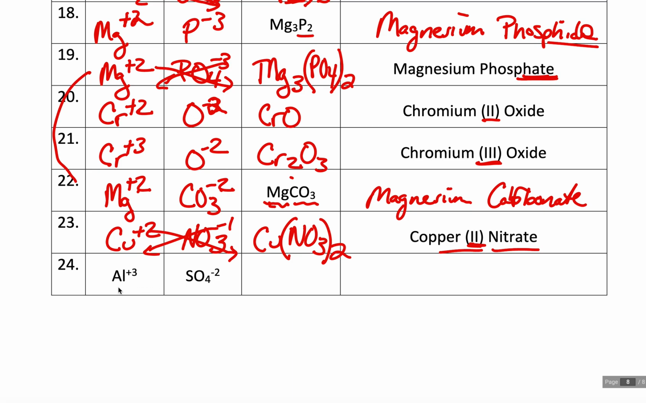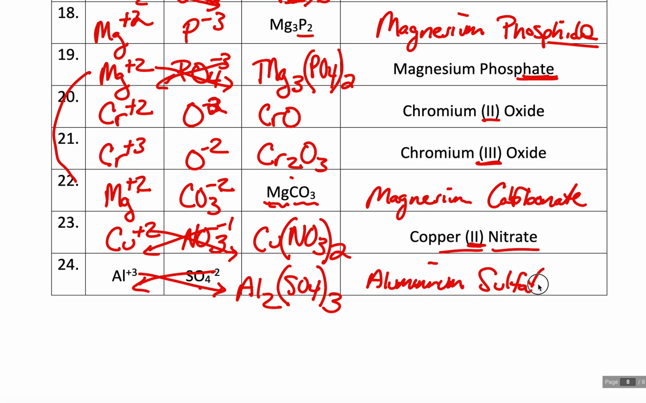And then finally, aluminum hooking up with sulfate. This is not a 1-to-1, so I crisscross. The 2 comes after the aluminum, Al2. The 3 is going to go after the sulfate, so I write the formula for sulfate, and then I realize I'm writing a 3 next, so I have to wrap the formula for a polyatomic in parentheses, then write my 3. This is aluminum sulfate.